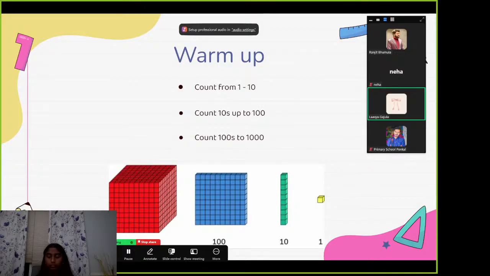Did you notice how the numbers got bigger and bigger as we went? That's because of place value. If you add a 0 at the end of a number, it increases the value by 10. Okay?